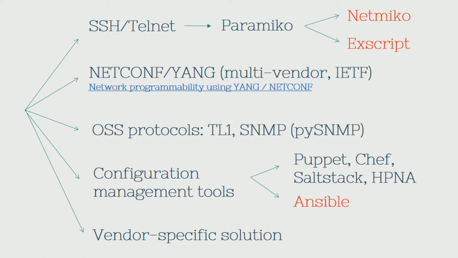But Paramiko is very complicated to use. So network engineers have built other libraries on top of Paramiko in order to make it easier for network engineers to automate. The two most famous libraries are Netmiko and Exscript.